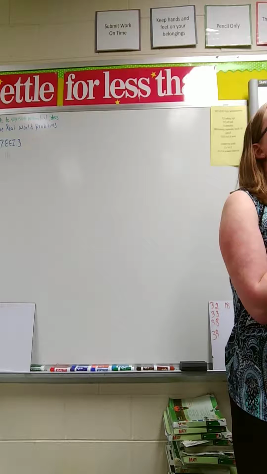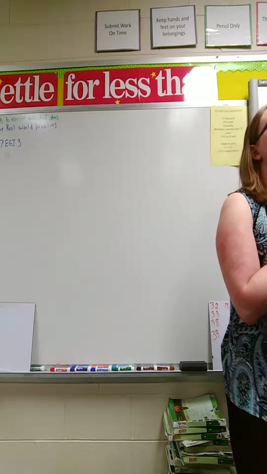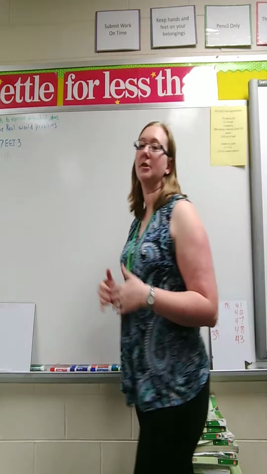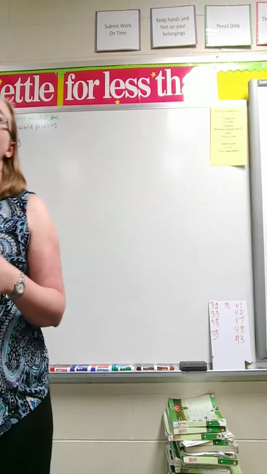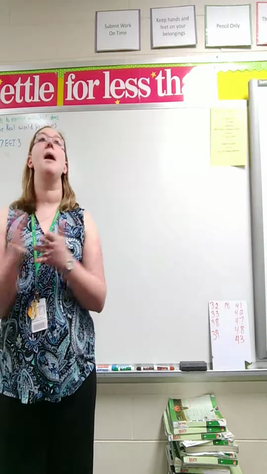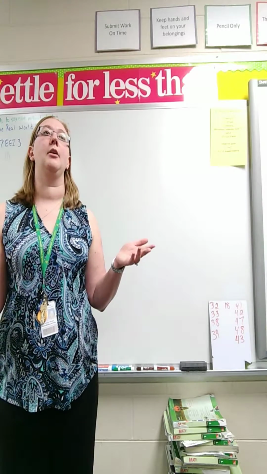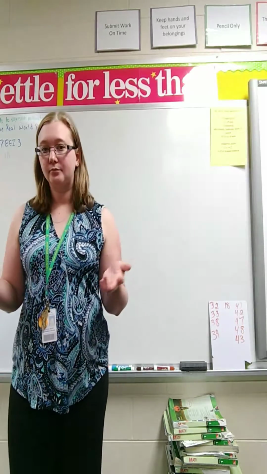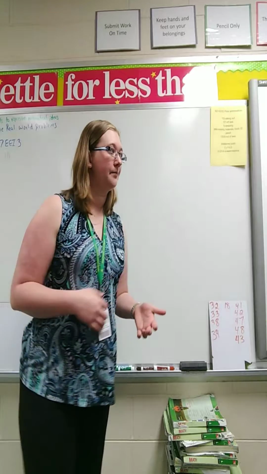If we have unlike terms, that means that our variables are different, or we have one term that has a variable and the other term does not. You cannot combine unlike terms. All right? So, what does that look like?